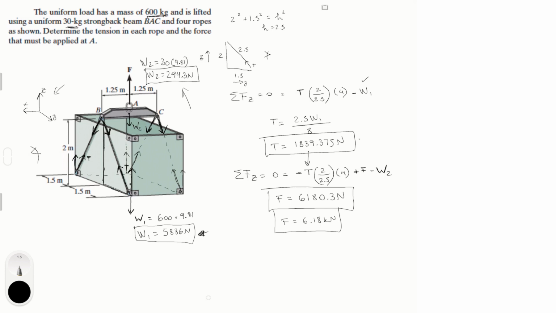So those are the final answers: the tension of the four cables, the force needed to pull it up, the weight of the strongback, and the weight of the load.